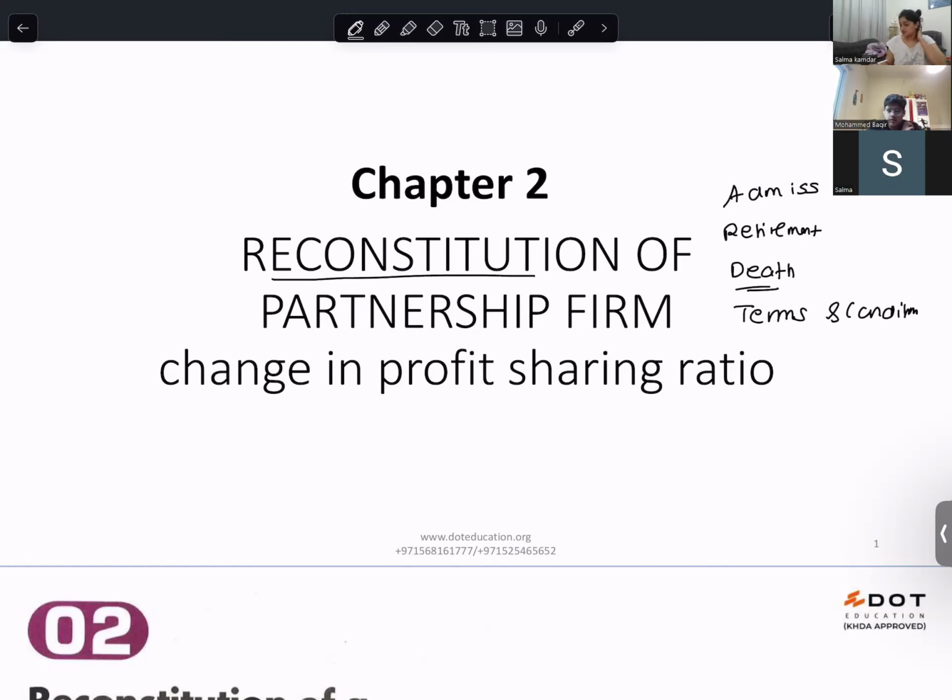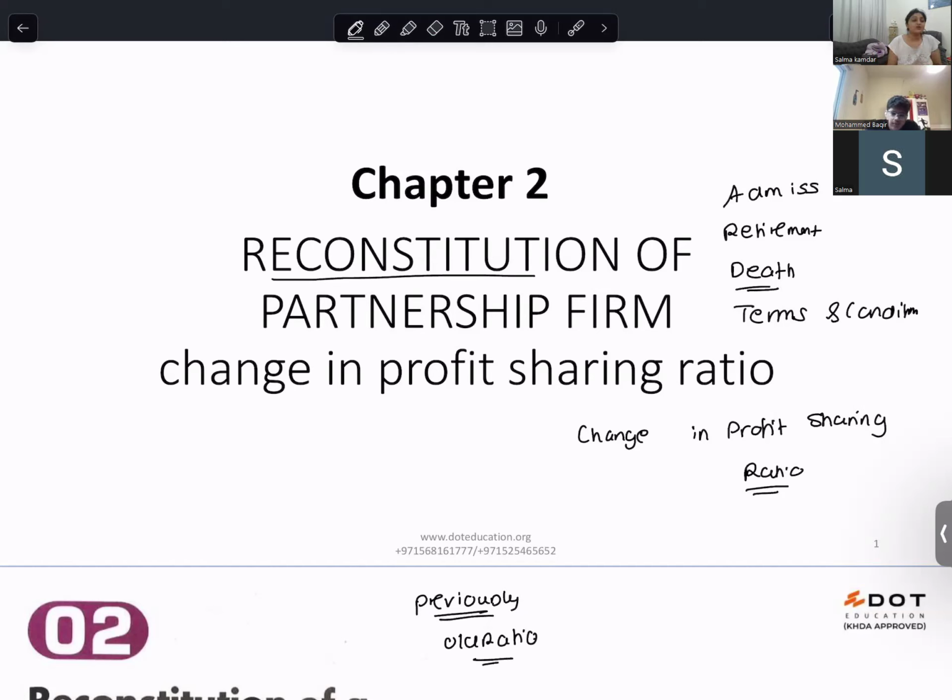And when there is a reconstitution of a partnership firm, there is a change in the profit sharing ratio. That means the partners used to share profits and losses previously at a different ratio. What they used to share previously would be the old ratio. When there is a reconstitution of partnership, you definitely have to find out the new ratio.